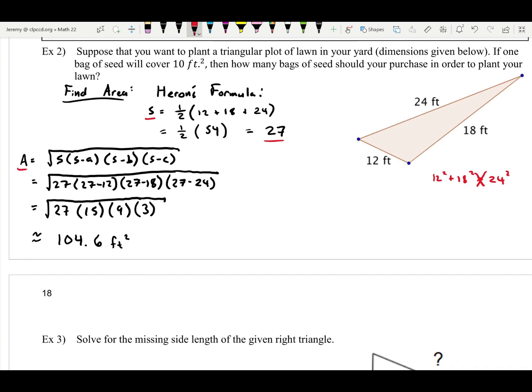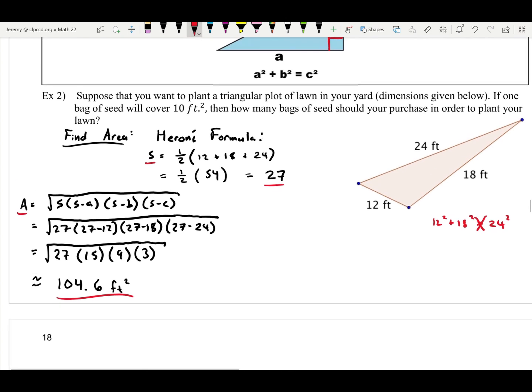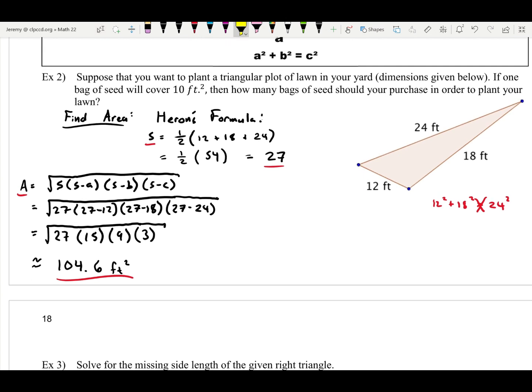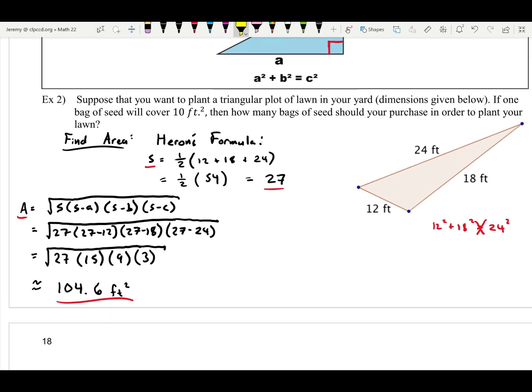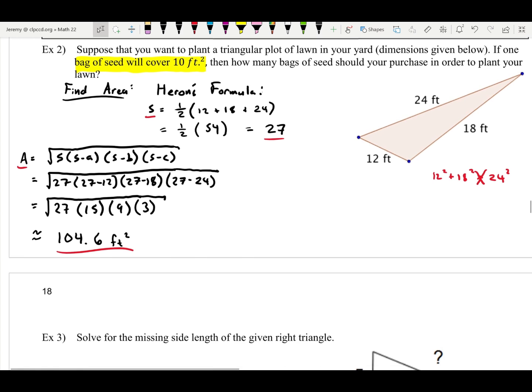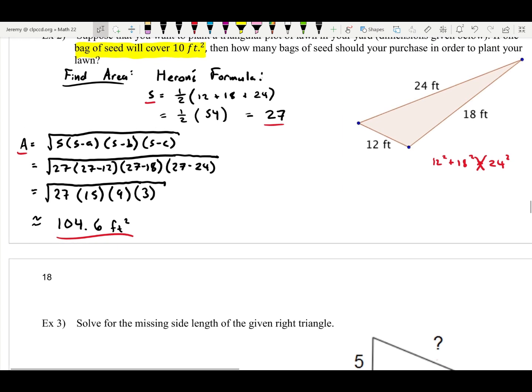All right, now we have the area. But we weren't just asked to find the area. The specific question is, if one bag of seed will cover 10 square feet, then how many bags do we need to purchase to plant this lawn? And to do this, we can do a bit of division. Okay, so how about the last part right here? Let's find the number of bags.